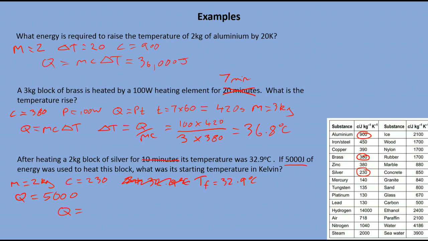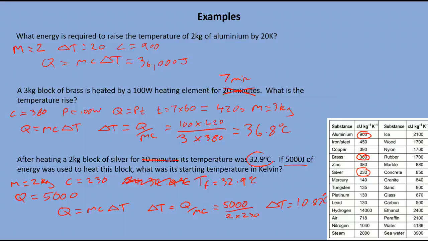First thing I need to do is work out what the change in temperature is. So Q is mc delta T, therefore delta T is equal to Q over mc. Plug in my numbers, and I get a change in temperature of 10.87 degrees C.